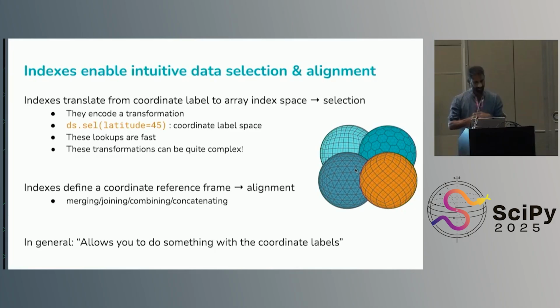That could also do something like that, but it was hard to express in Xarray. Indexes also define a coordinate reference frame, and so as I showed you, this gets you this idea of alignment that gets used anytime you merge or do things with multiple Xarray objects. We always have to look at coordinate systems to make sure we're doing sensible things.